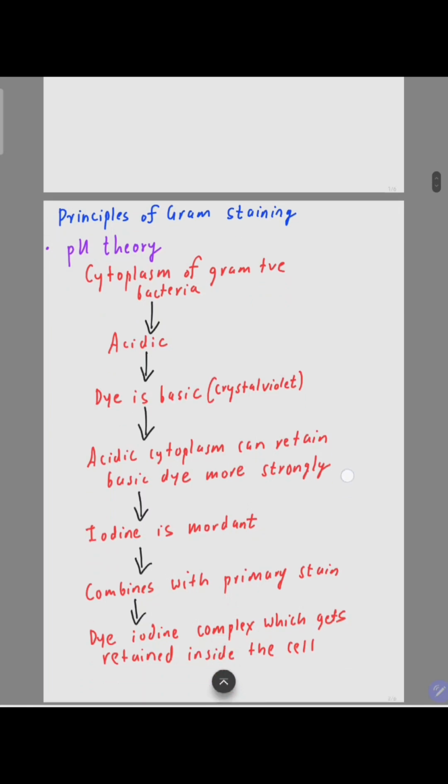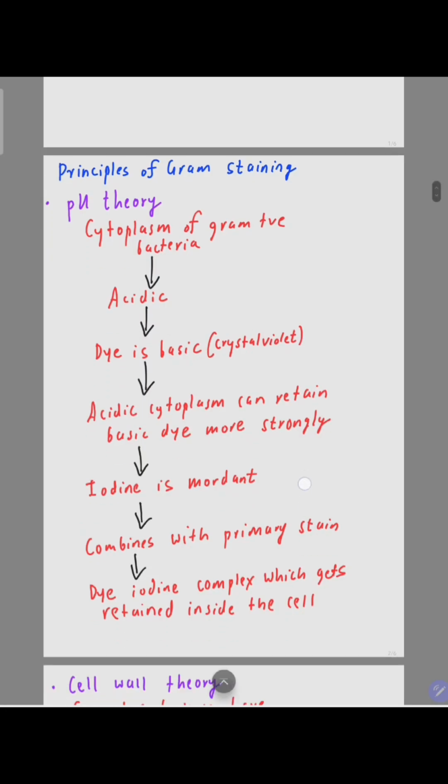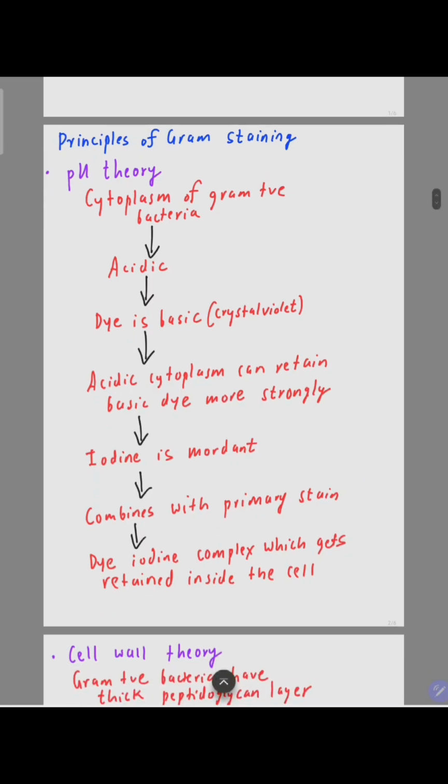So now we move on to the principles of gram staining. We have three theories: pH theory, cell wall theory, and magnesium ribonucleotide theory. But I will only discuss pH theory. The cytoplasm of gram positive bacteria is acidic, and the dye, crystal violet, is basic. This acidic cytoplasm therefore retains the basic dye more strongly. And the iodine is the mordant which combines with the primary stain, forming a diiodine complex which gets retained inside the cell. So this is the simple pH theory.